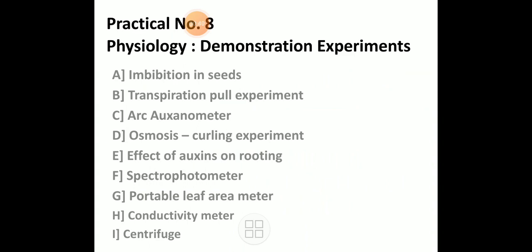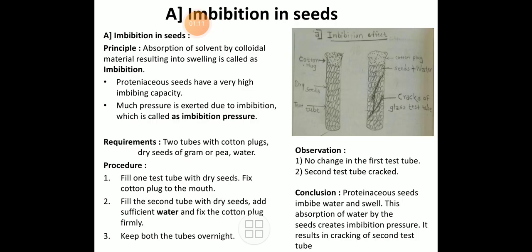Second, the transpiration pull experiment, the arc auxanometer, which is used to measure growth. Osmosis, that is the curling experiment. Effect of auxin on root formation. Then we also have to study instruments which are very useful in studying the physiology of a plant: the spectrophotometer, portable leaf area meter, conductivity meter, and centrifuge.